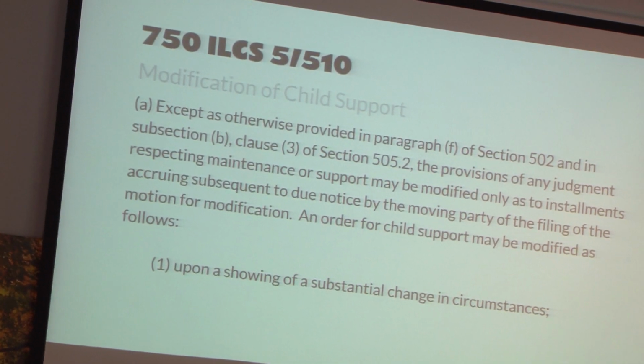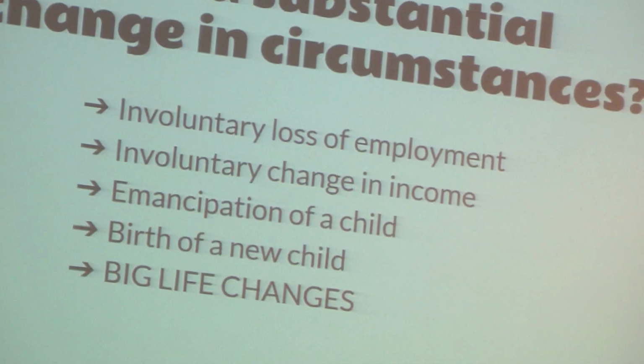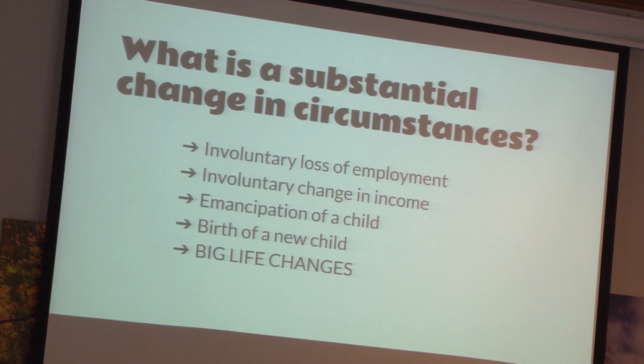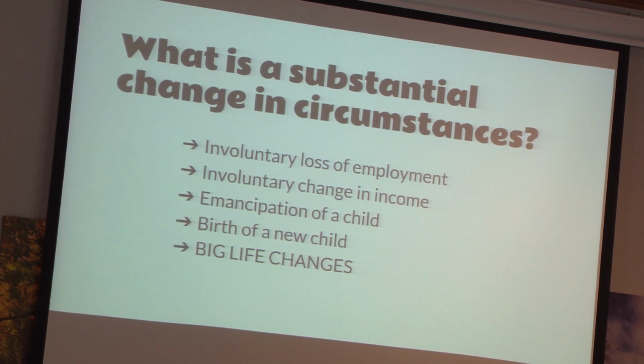So we have a different section of the statute that talks about modifications, 510. What we need to really focus in on are these key words. You have to show a substantial change in circumstances. I'm going to go fast because I'm not on time. What is a substantial change in circumstances? It's a big life change that was involuntary, right? Something happened in your life that was out of your control, and now you don't have as much income as you used to. That's fine. So an involuntary loss of employment, an involuntary change in income, they reduced your hours of work. You don't have control over that. Emancipation of a child, birth of a new child, these big life changes, that's when you have the right to come into the court and ask for a modification.